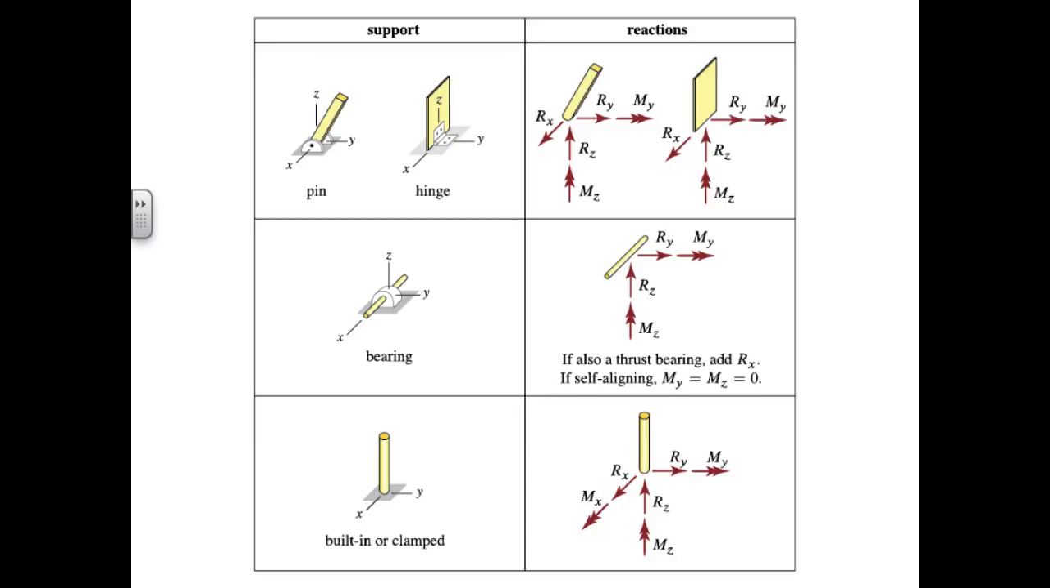We can't pull the pin through the flanges, so there is an Rx component, and we can't bend the pin about axes normal to its length, so there are My and Mz components. The hinge has a different look from the pin, but it permits the same motion. Its flanges are screwed into two different surfaces, permitting only relative rotation of the surfaces along the hinged axis. It has the same reaction components in three dimensions as the pin.